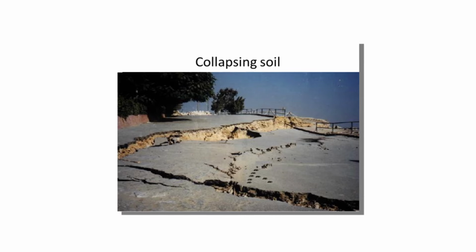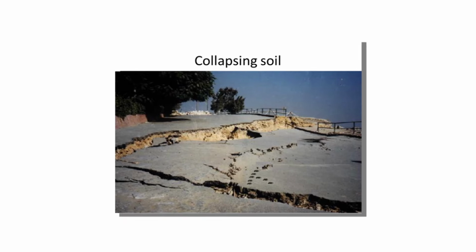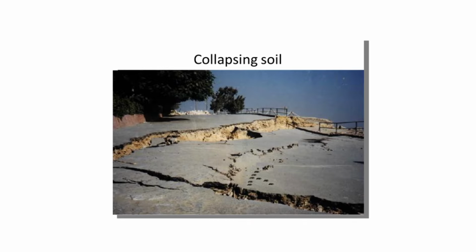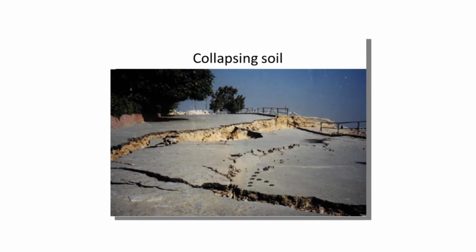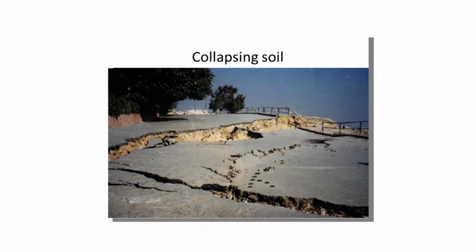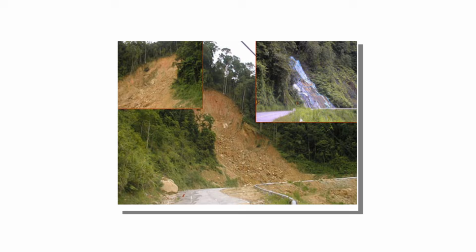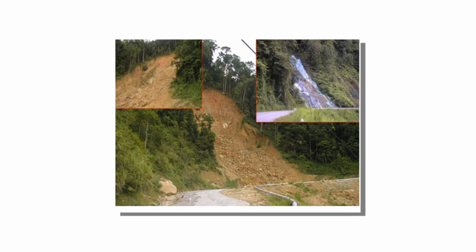Then you have got your collapsing soil. The collapsing soil is very strong soil, but only when it is dry. But when it starts to absorb more water, then it loses the strength and it just collapses. Then it erodes.